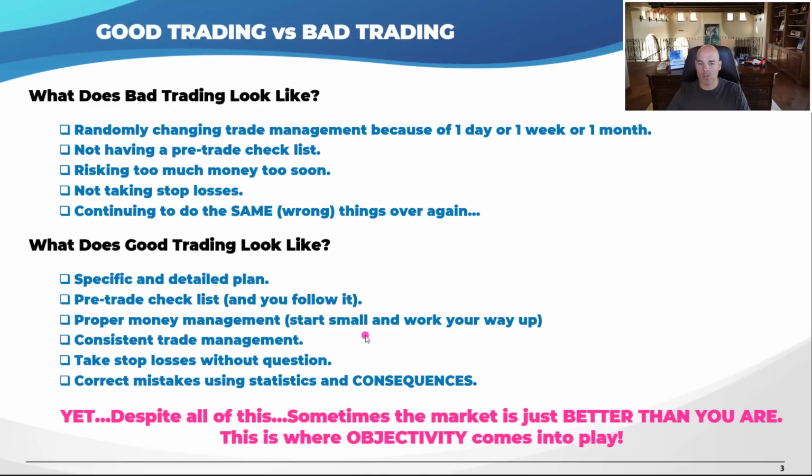Proper money management. Start small and work your way up. You start with $5. Why? Because you can't hurt yourself with $5. Most people don't. They start with $500 or $5,000. I'm talking risk, not the size of your trading account. I am talking about money management right now. I'm talking about losing a trade, losing $5. A lot of you out there are losing a trade and losing $5,000, $50,000 because you don't take a stop loss.